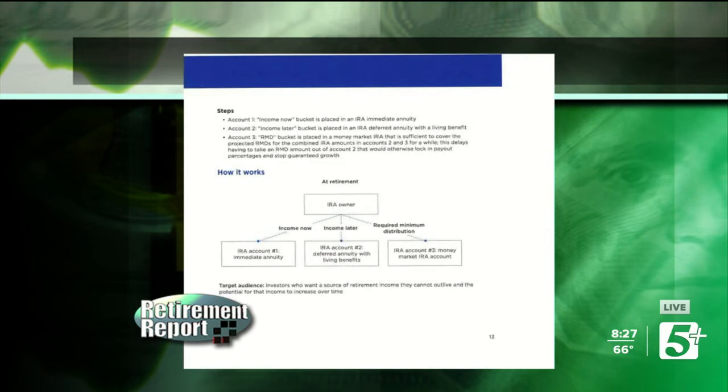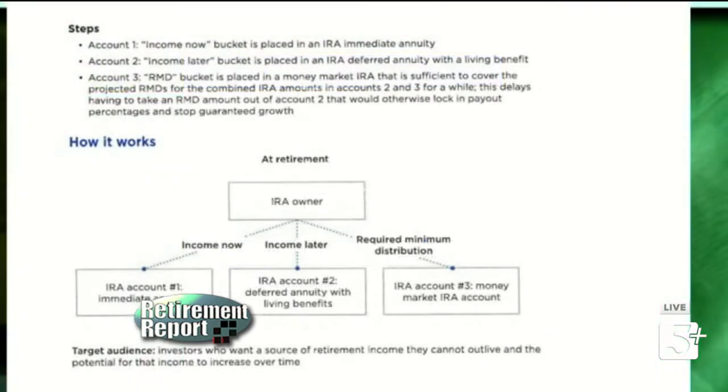Cumulative RMD amounts calculated for each non-annuitized IRA may be taken from any one or combination. So again, this is where I can put them together and choose whether I want to take my RMDs from just one account or spread it out over multiple accounts. The flexibility here can be very beneficial in managing my taxes, as well as making sure I've got not just the income that I need, but a tax-efficient income plan.